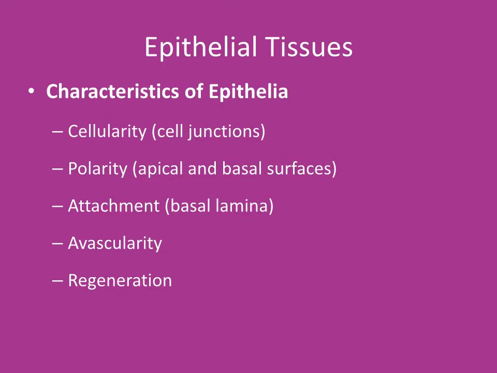All epitheliums are attached to whatever's below them. And that attachment is called the basal lamina. In other words, where the basal side of the cell attaches to something underneath it. And usually that thing that's underneath it is called the basal lamina. I know these are just words to you right now, but once we start looking at a few, they'll make a lot of sense. Epithelium is always avascular.